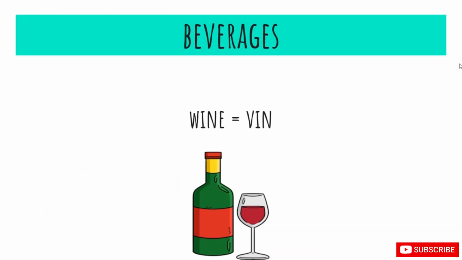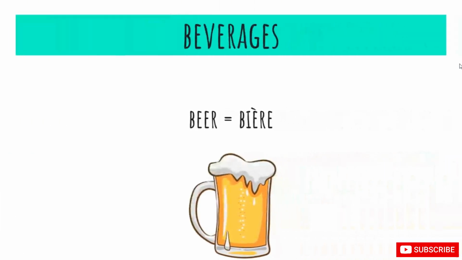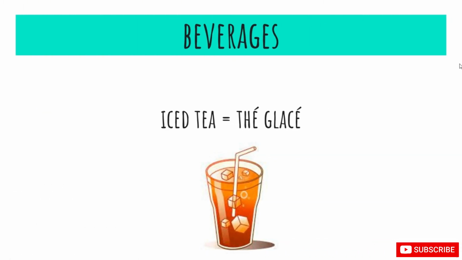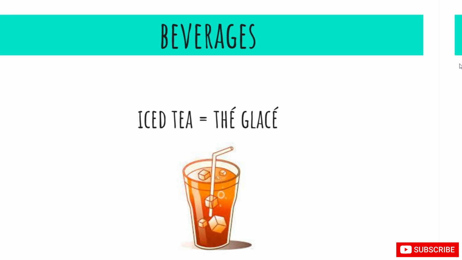Wine, it's vin, like the number 20, vin. It's exact same pronunciation. Beer, bière. So begin with the first two letters B and R, so bière. Lemonade becomes limonade. Iced tea, thé glacé.